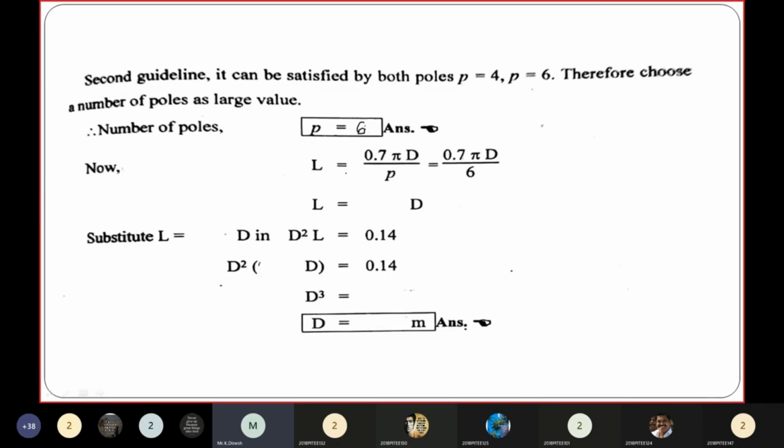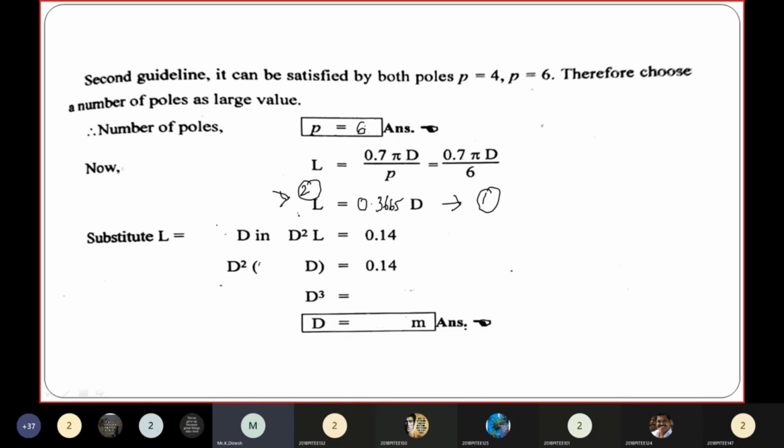Now substitute L equal to 0.7 pi D divided by 6. So 0.7 into pi D divided by 6. You may get 0.3665. Correct? L equals 0.3665 D. Let us call this equation number 2. We already have D square L as equation 1. So this is your 2, substitute 2 in 1.